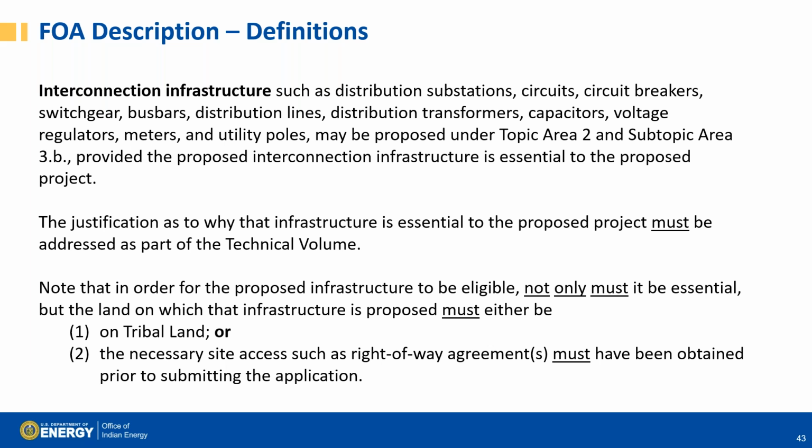Okay, so as mentioned, interconnection infrastructure may be proposed under topic area 2, subtopic area 3B, and subtopic area 4A. Note that in order for the proposed infrastructure to be eligible, not only must it be essential, but the land on which the infrastructure is proposed must be either on tribal lands or the necessary site access, such as right-of-way agreement, must have been obtained prior to submitting the application. Next slide, please.